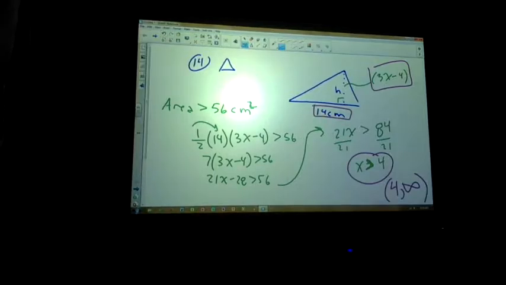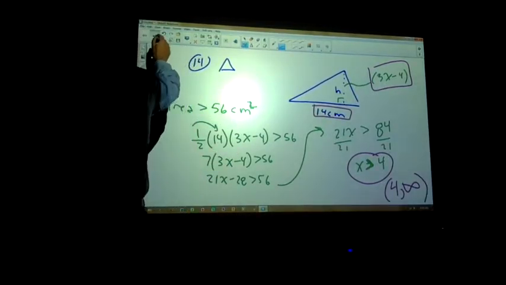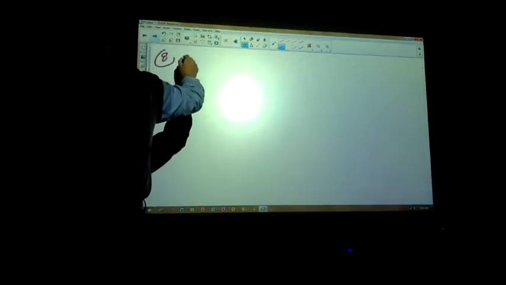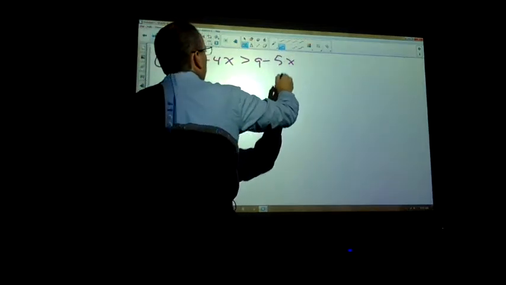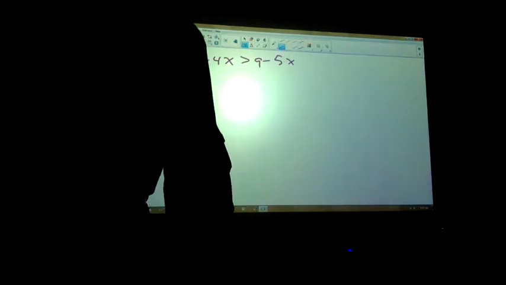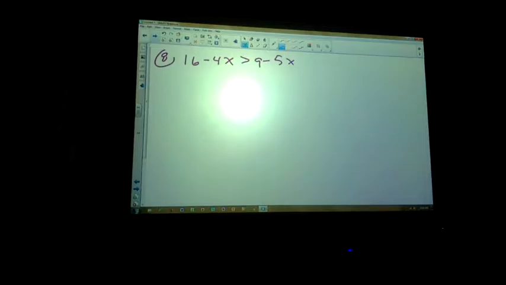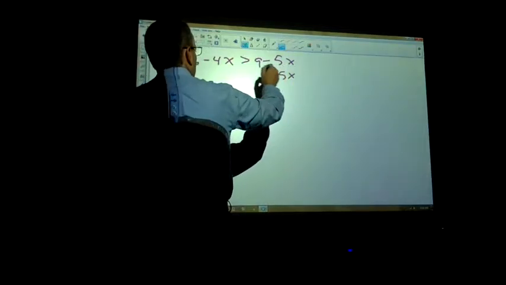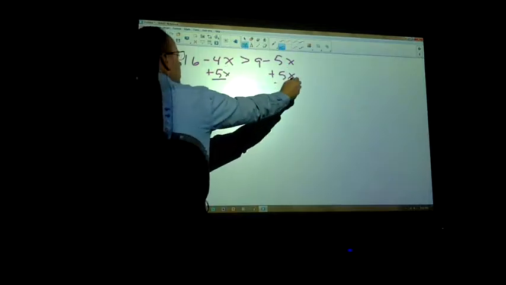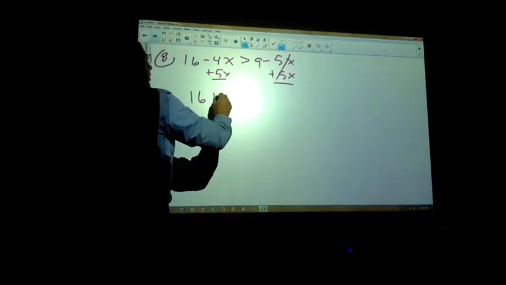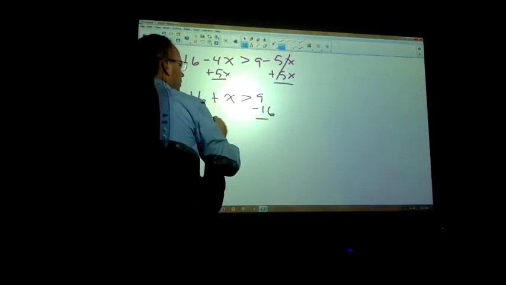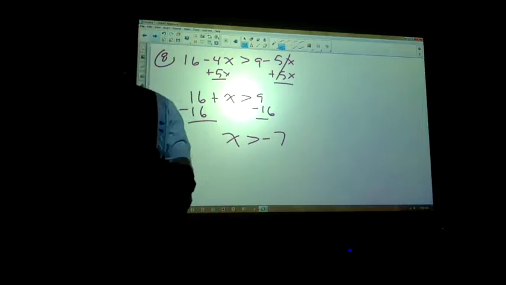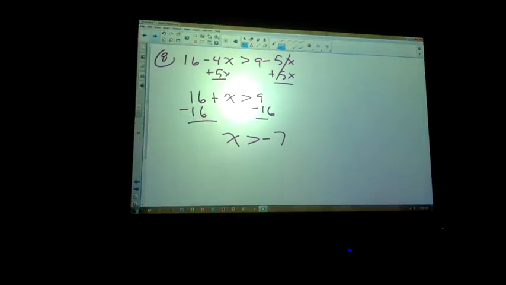Yeah, number 8. All right, number 8. We have 16 minus 4x is greater than 9 minus 5x. Okay? So we have to choose what we want to start with on this problem. I might choose to add 5x to both sides. You might have chosen something slightly different. Our answers should match up. Subtract 16. So I get x is greater than negative 7.